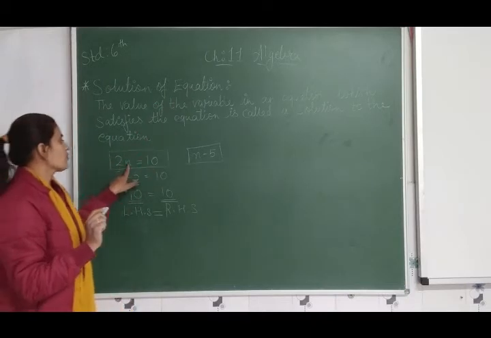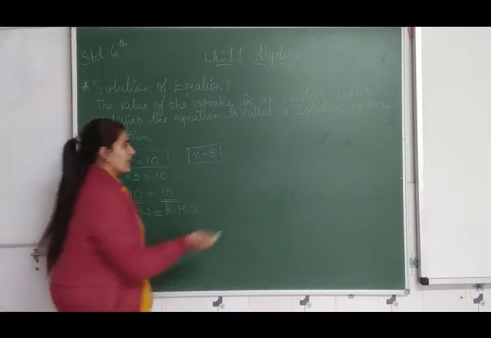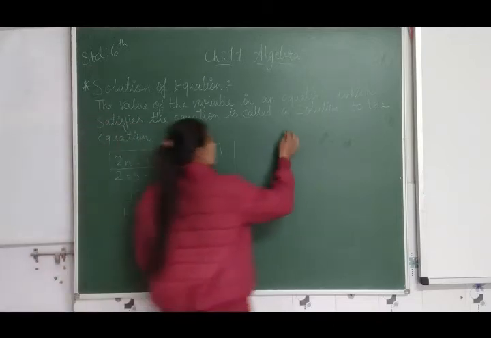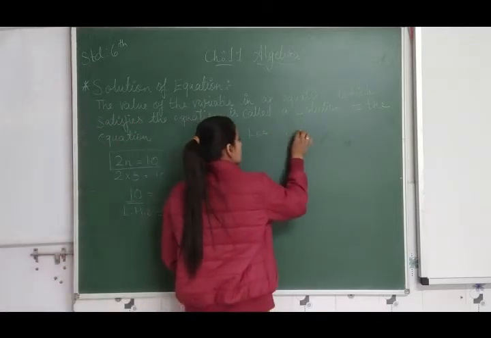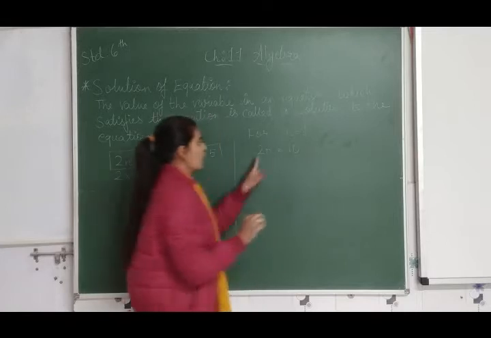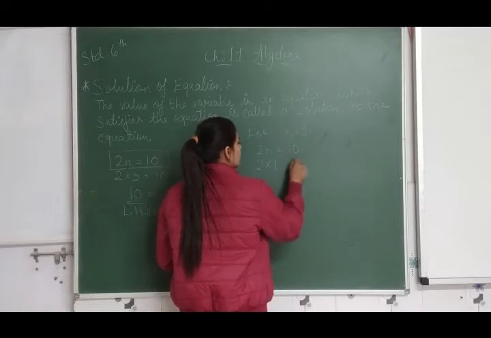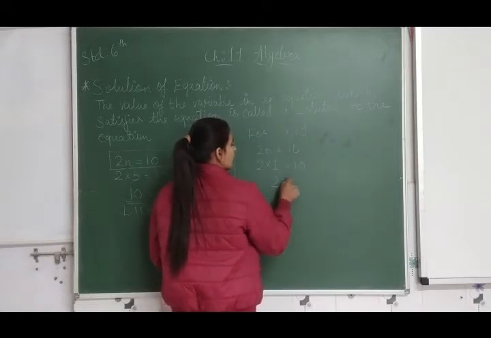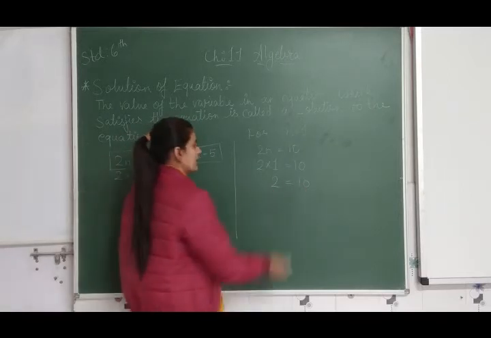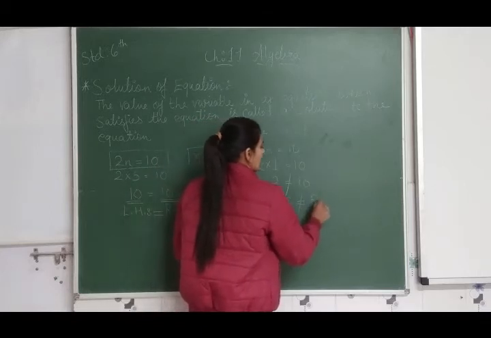Here the equation is 2n is equal to 10. Now if I want to take n as 1, let us see whether we are getting LHS equal to RHS or not. So for n equal to 1, our equation is 2n equal to 10. Now instead of n I will put 1. 2 multiplied by 1 equal to 10. 2 ones are 2, equal to 10. You can see 2 and 10 cannot be equal any time. So here LHS is not equal to RHS.